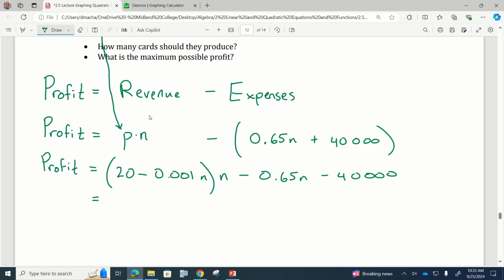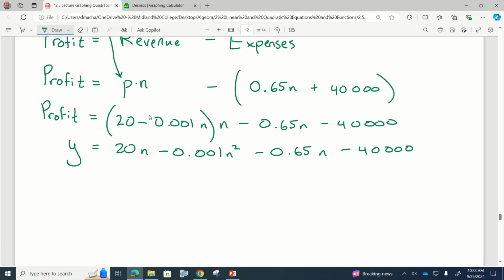Okay, still simplifying, let me just call profit Y. And then if I distribute that N, it's going to be 20N minus 0.001 N squared minus 0.65 N minus 40,000. I'm going to go ahead and write this in the correct order for expanded form. So I'm going to write the N squared term first. And then I'll write the N term, which is 20 minus 65 cents. It would be 19.35 minus 40,000.